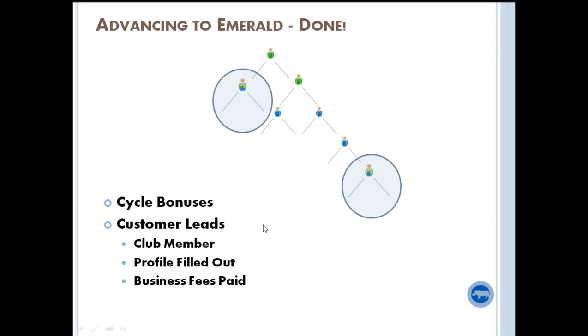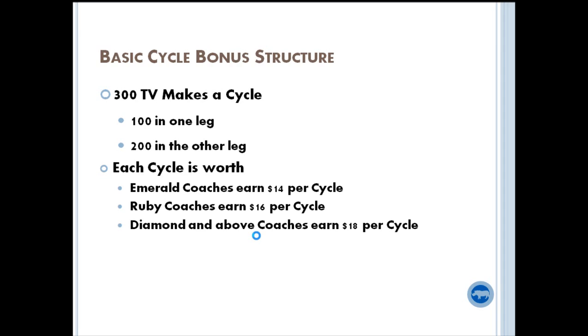They're both active. What do you get from that now? Now you start getting cycle bonuses, and I'll show you how the cycle bonuses work in a second. You also qualify for customer leads if you're a club member, you have your profile filled out, and you're making sure you're paying your business fees. Great things happen when you go to Emerald. You get the cycle bonuses, so you're making residual money off your team, and you're also getting free customer leads from Beachbody. So there's how you get to Emerald.